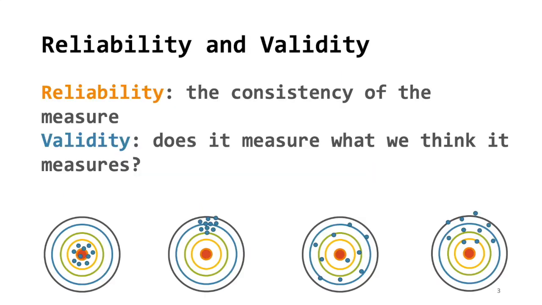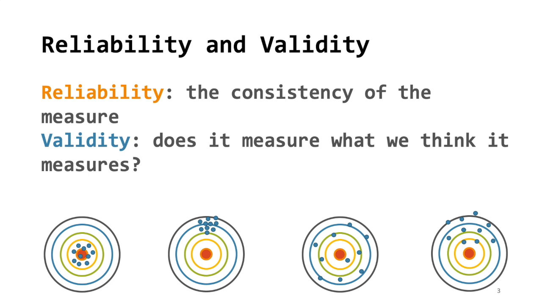So to start, these are two words you're going to hear quite a bit in science: reliability and validity. Reliability is about the consistency of the measure. How consistent does it actually measure what it's trying to measure? Validity is, does it actually measure what we think it measures?